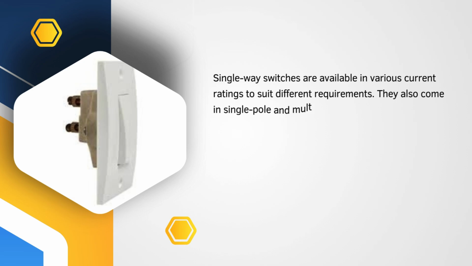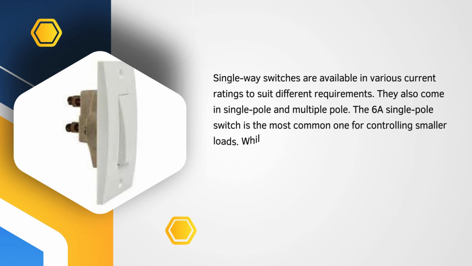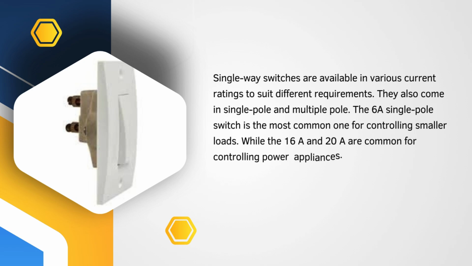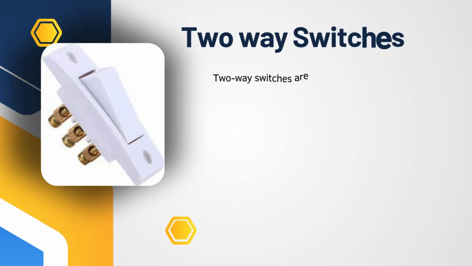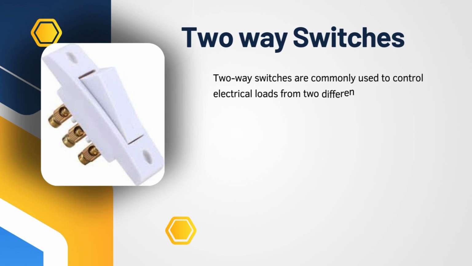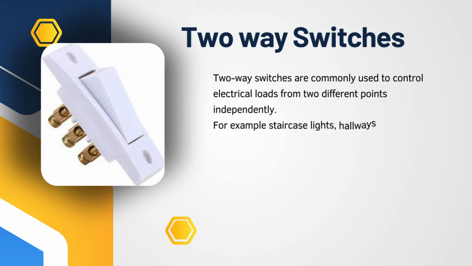They also come in single pole and multiple pole. The 6 ampere single pole switch is the most common one for controlling smaller loads, while the 16 ampere and 20 ampere are common for controlling power appliances. Next, let's discuss the two-way switch. The two-way switches are commonly used to control electrical loads from two different points independently.